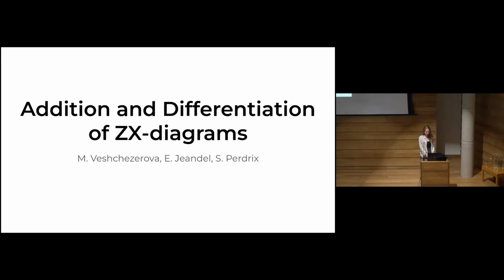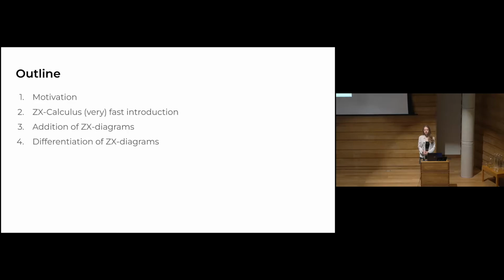So I'll start by giving some context, and in particular, I will explain what differentiation means in quantum computing, and why indeed it is so important for near future applications. Then I will move to the ZX side of my talk by giving firstly a very brief introduction, and then I will explain how we add two ZX diagrams.